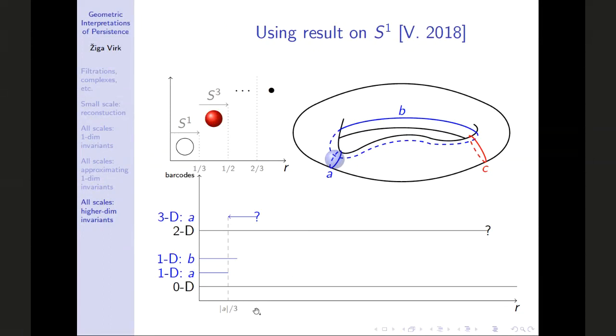All right, that's fun. Let's go on. Now, at 1/3 of the length of C, a 3-dimensional sphere should appear here. Now, this one doesn't kill anything because C doesn't represent any one-dimensional thing, but still a 3-dimensional bar should appear.